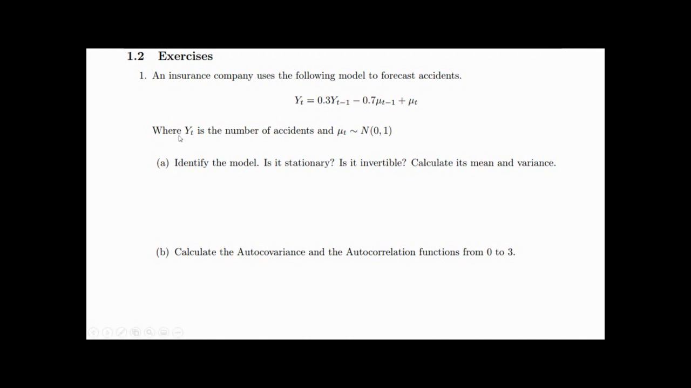Okay, so where yt is the number of accidents and mu t is normal 0, 1. So we have a really nice error to work with. Identify the model. Is it stationary? Is it invertible? Calculate its mean and variance. So the model, we've already said that it's an ARMA(1,1), right?